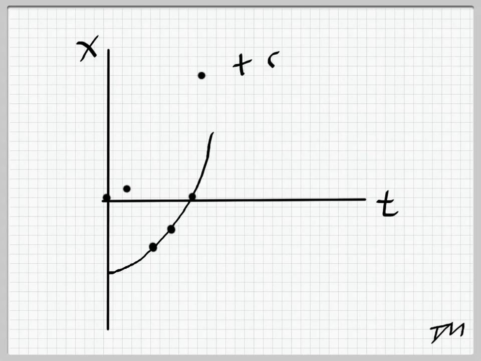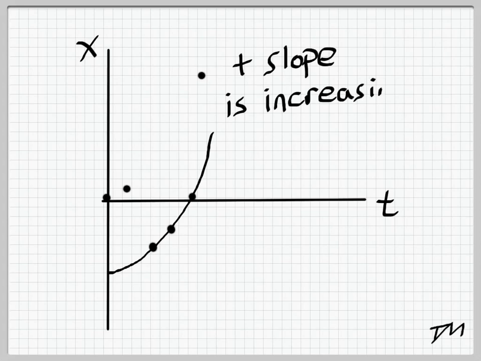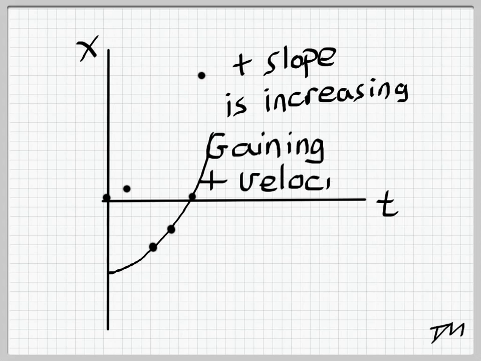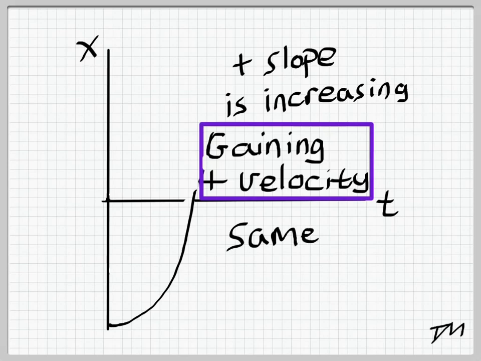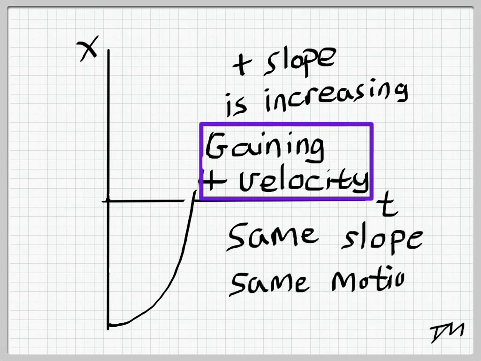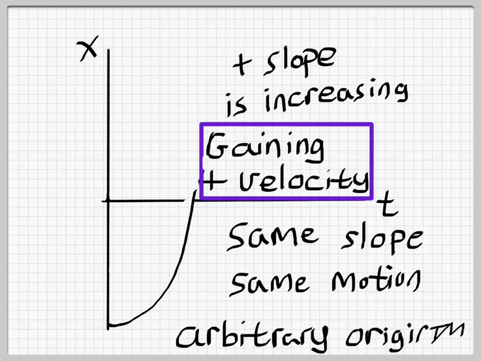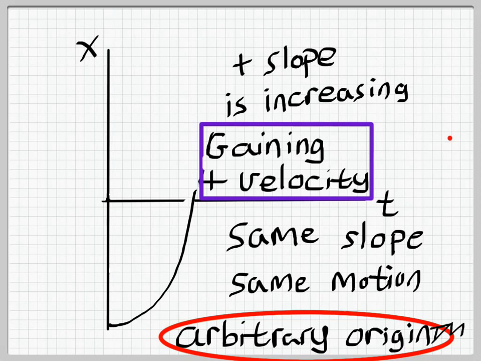But again, that origin is arbitrary. This is still a positive slope that's increasing, which still means a gain of positive velocity. Same exact motion, same exact description. The origin is arbitrary. And what if instead we go from a negative position to a negative position that's closer towards the zero? Still same slope, same motion, gain in a positive slope, gain in positive speed, gaining positive velocity. Arbitrary origin.